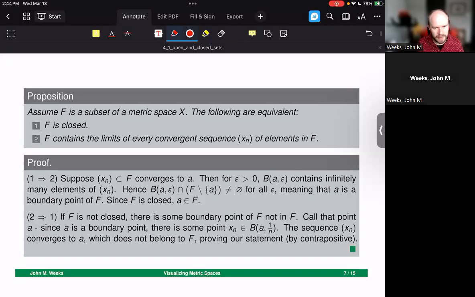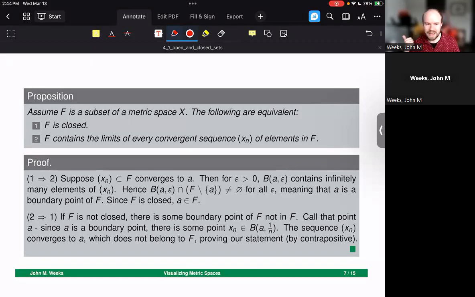Let's take a look here at this proposition. Let's take a subset of a metric space. Then the following things are equivalent, meaning we could go from 1 to 2 or 2 to 1. If one of the statements is true, the other is true. If one of these statements is false, the other statement is false. This is a biconditional between these two statements.